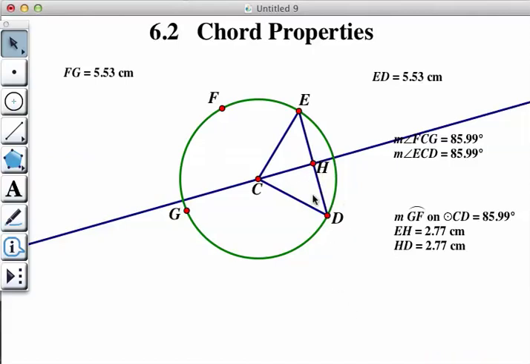So my third property of a chord is, and this has to do with any chords, not just congruent chords, the perpendicular line from the center of the circle to the chord bisects it. It is a perpendicular bisector of that chord.